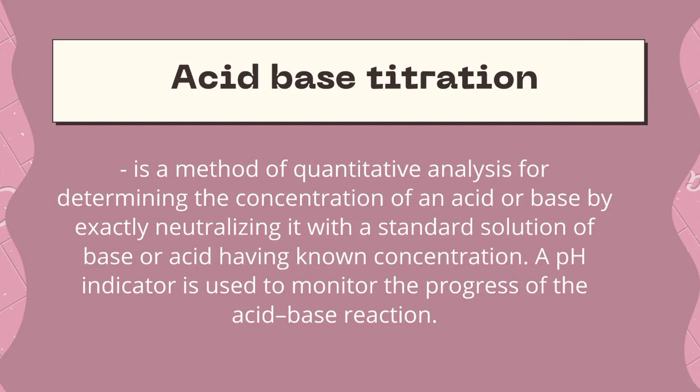Acid-base titration is a method of quantitative analysis for determining the concentration of an acid or base by exactly neutralizing it with a standard solution of base or acid having known concentration. A pH indicator is used to monitor the progress of the acid-base reaction.